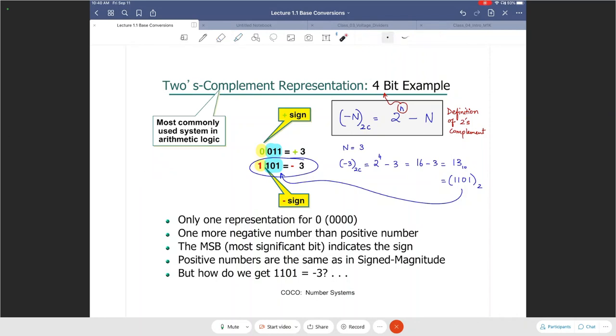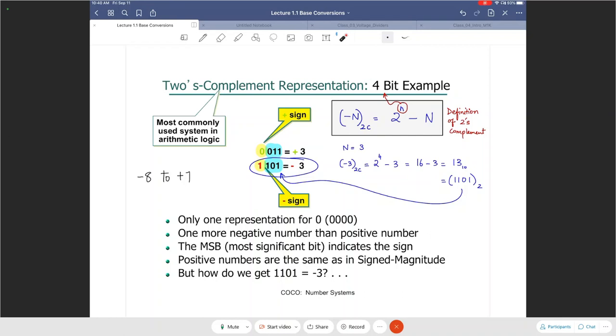So by doing that, we get one more negative number than positive number. So in the 16 cases, you will have one more negative number than the positive number. So the range of 4 bits actually goes from -8 to +7. So you get one more. Again, we will formulate a generic range of 2's complement numbers in just a bit.